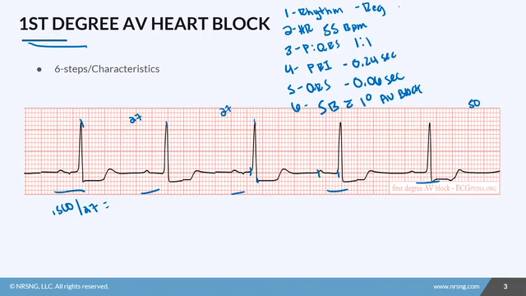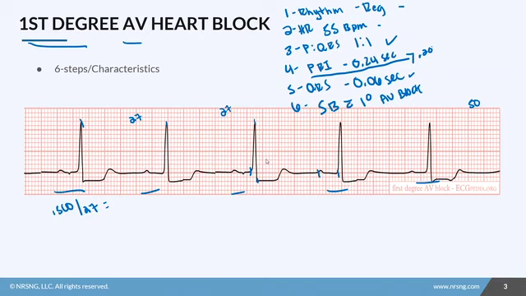The rhythm can be regular or irregular, just depends on the underlying rhythm. The heart rate, again, depends on the underlying rhythm, but because there is an AV block, things are being slowed down. It's usually a slower rate. P to QRS ratio will be 1:1. The PR interval, this is the important one here, will be greater than 0.20 seconds. QRS complex is usually normal, and you got to know the underlying rhythm. So this is a relatively harmless rhythm unless the patient is really bradycardic and symptomatic.